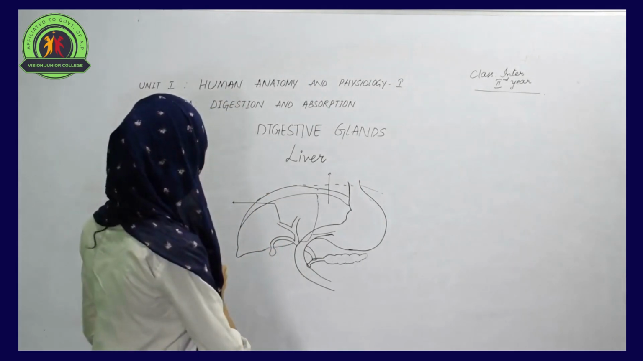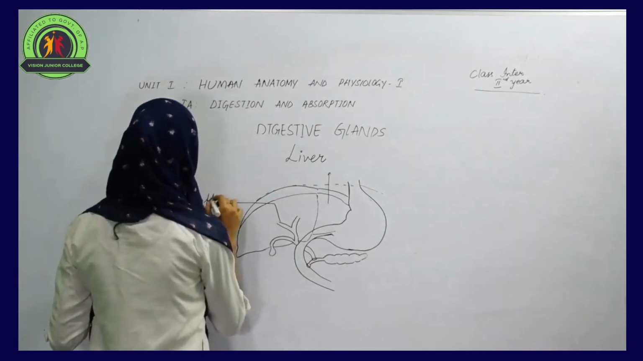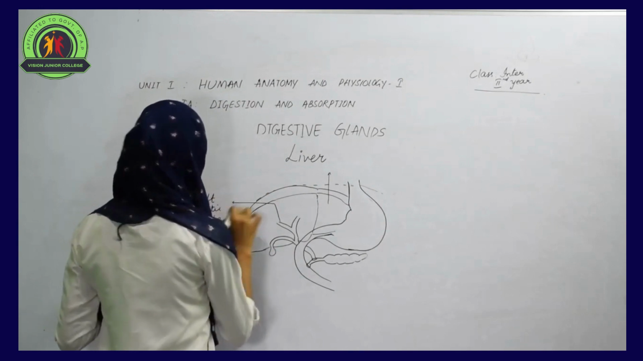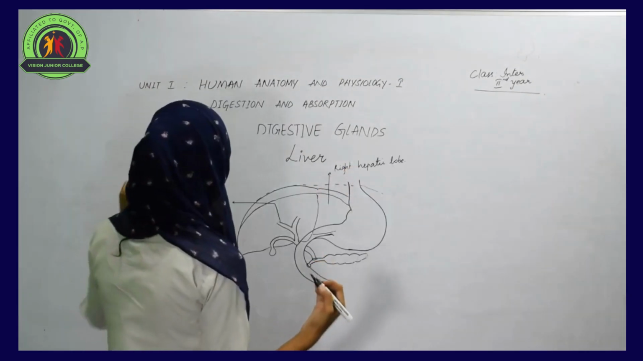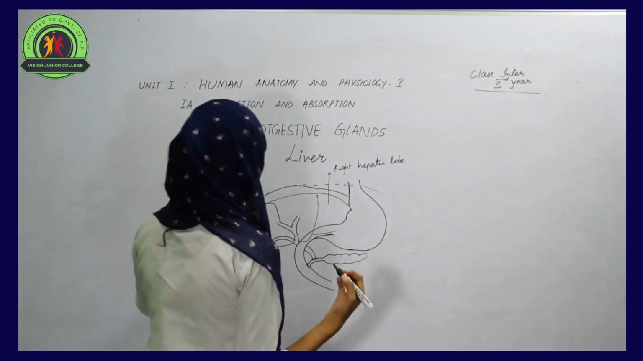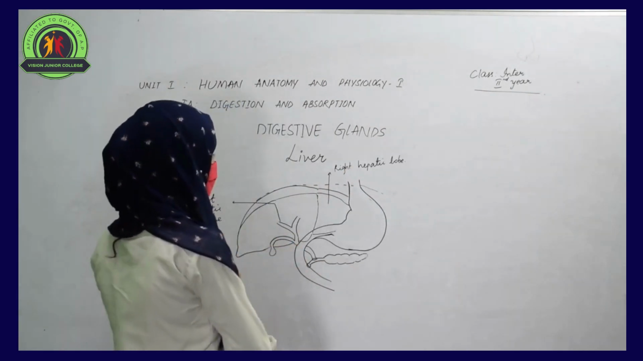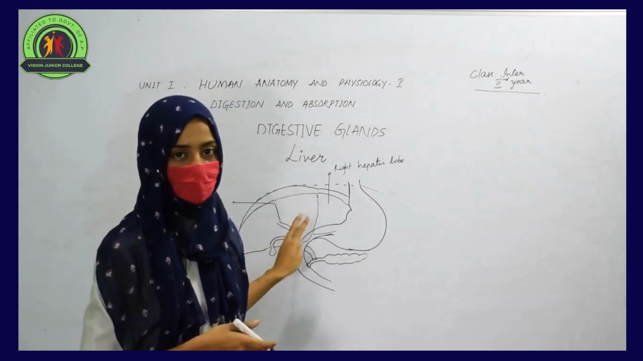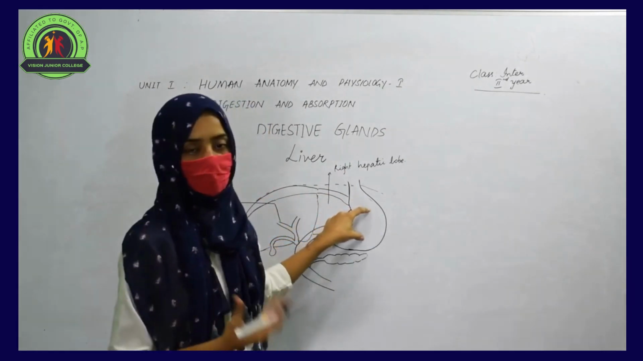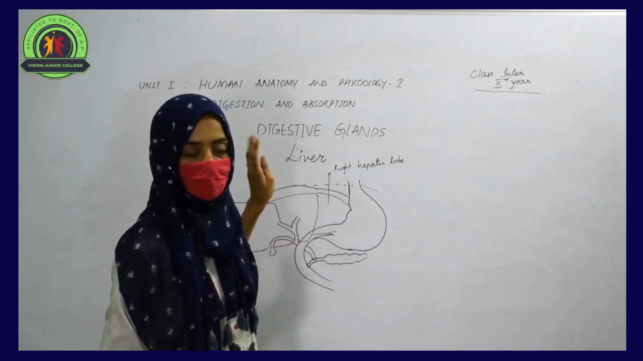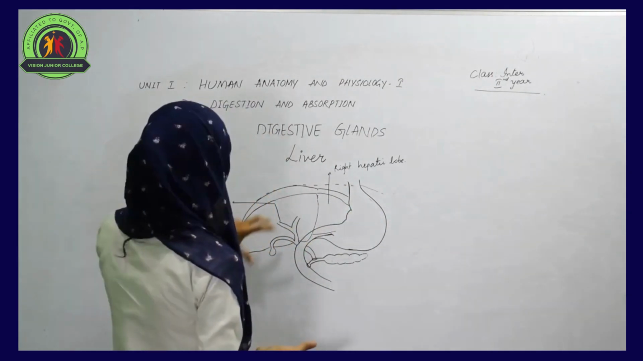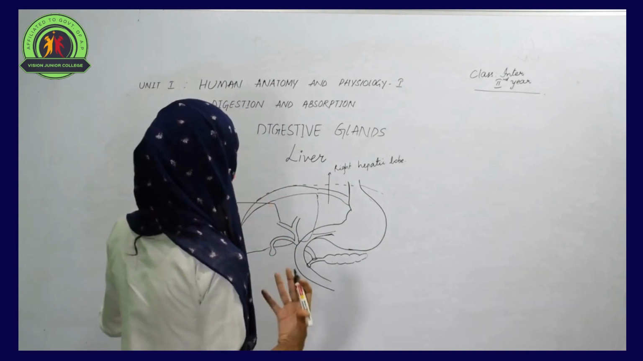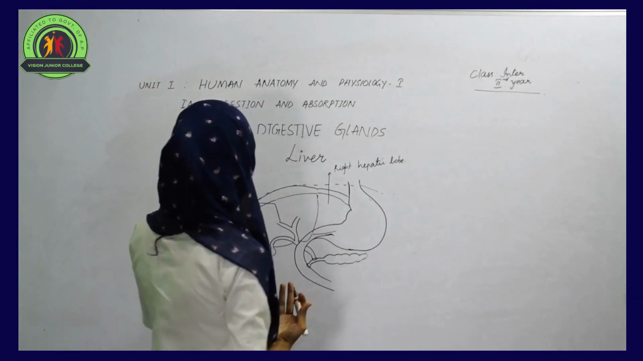The first lobe is the left hepatic lobe and the second one is the right hepatic lobe, and this liver is situated at the left side of the stomach cavity. On the right side you can find the presence of the stomach, but on the left-hand side you can see the presence of an organ which acts as the largest gland, that is the liver.